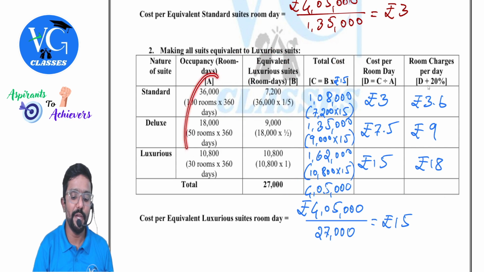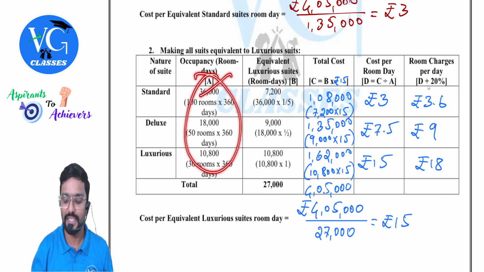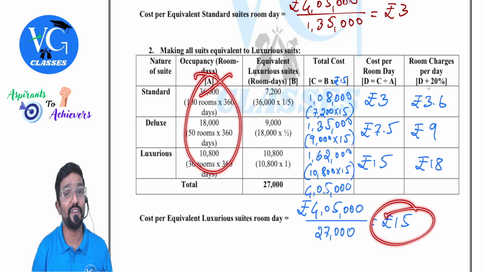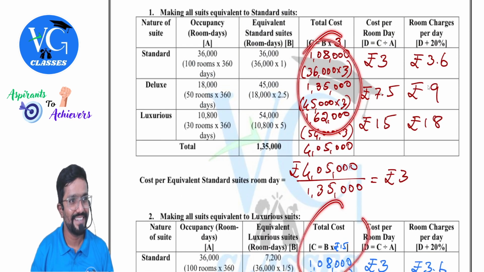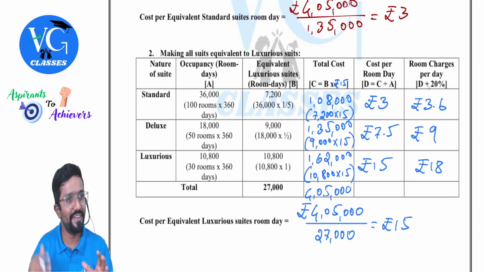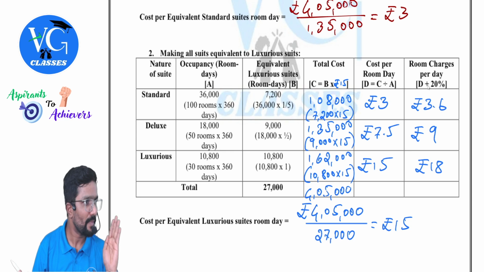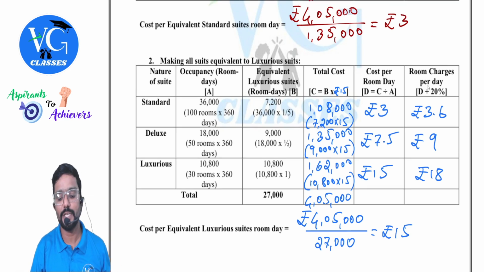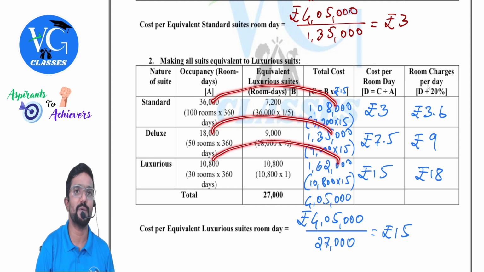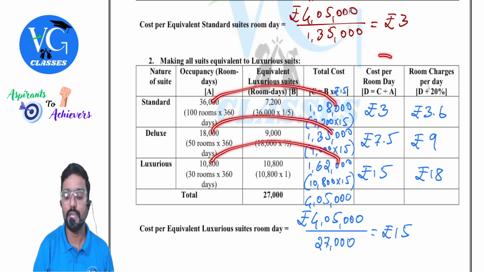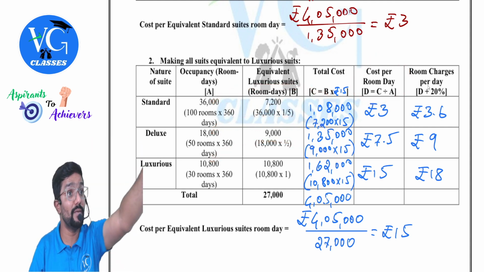Now you might ask me, sir, why didn't you multiply with this? This 15 rupees is not the cost for each category. It is for equivalent luxurious room days. Did you observe? Same amounts we will get. Only the way we did was this. That's all. Next, calculate cost per room day. 1,08,000 divided by 36,000. 1,35,000 divided by 18,000. 1,62,000 divided by 10,800. This is the cost per actual room day, not equivalent.